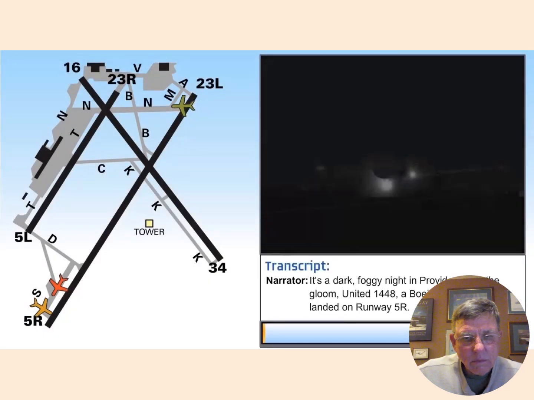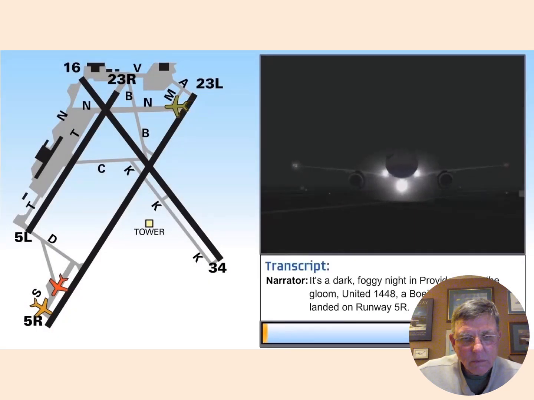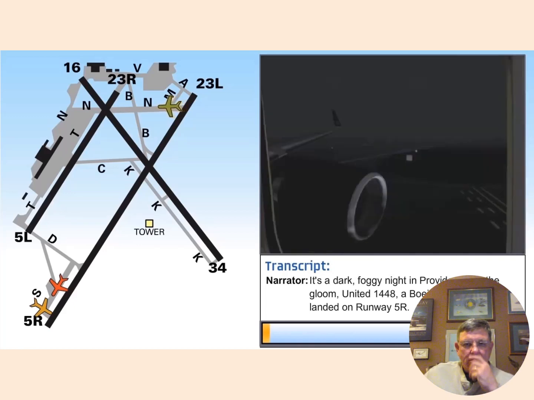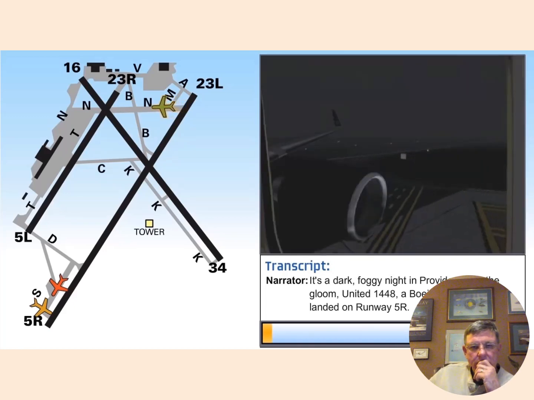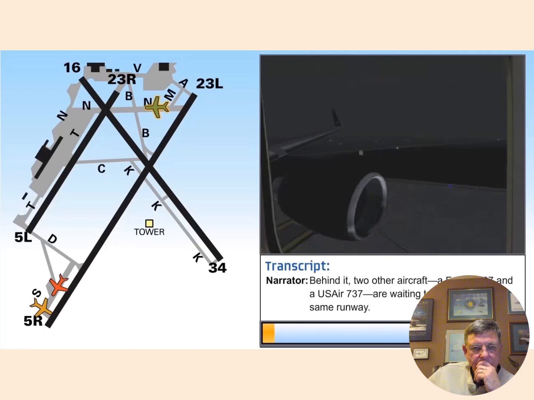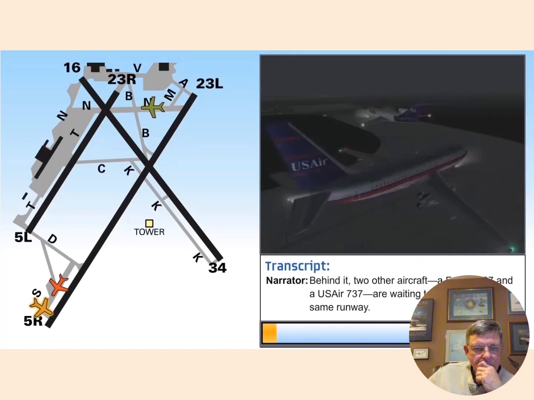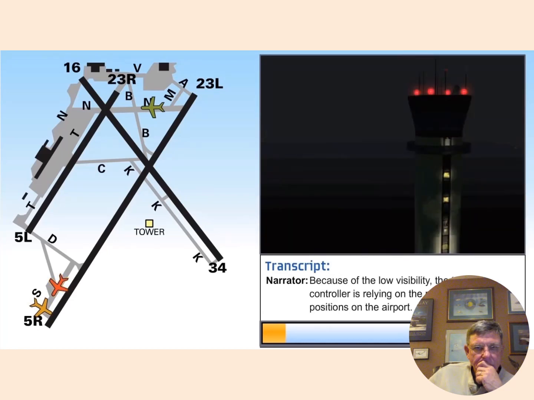It's a dark, foggy night in Providence. In the gloom, United 1448, a Boeing 757, has just landed on runway 5 right. Behind it, two other aircraft, a FedEx 727 and a US Air 737, are waiting to take off from the same runway. Because of the low visibility, the tower controller is relying on the pilots to report their positions on the airport. United 1448, what's your position?